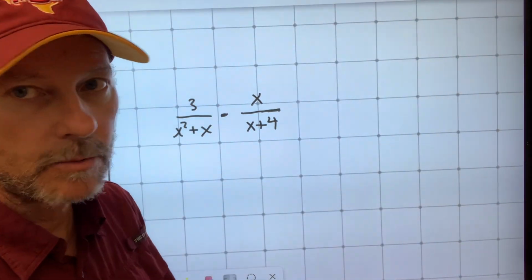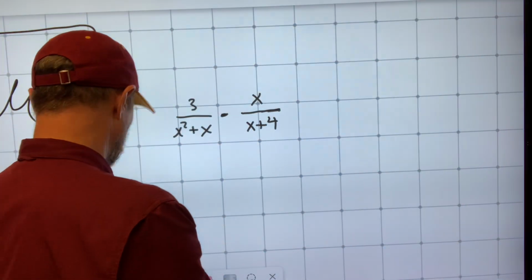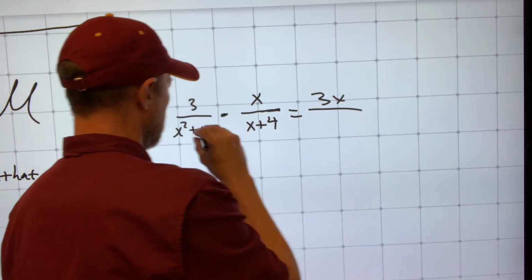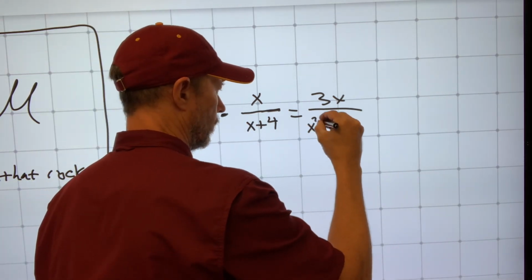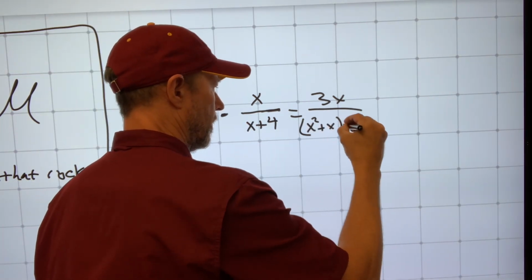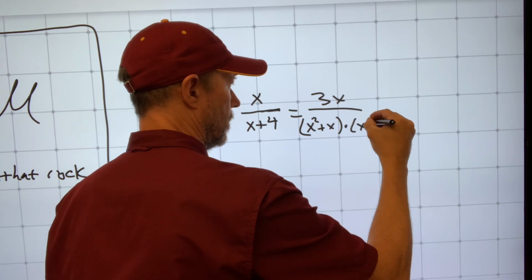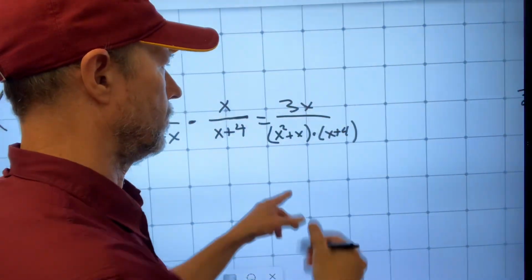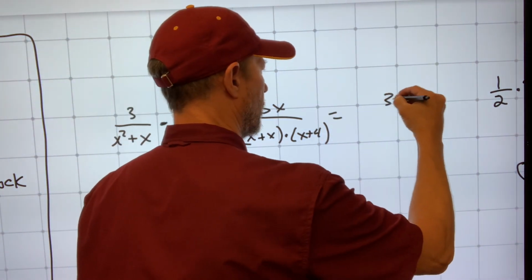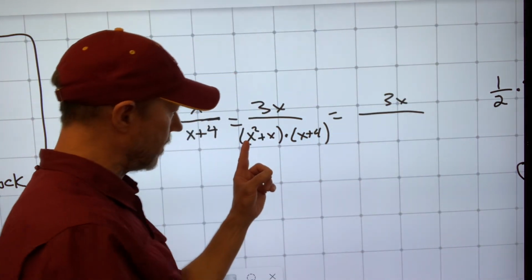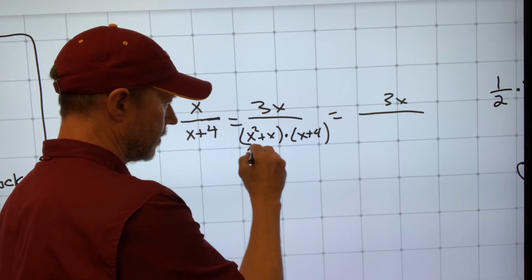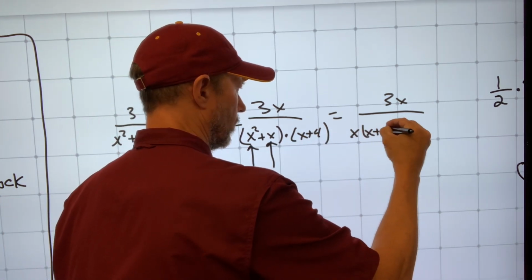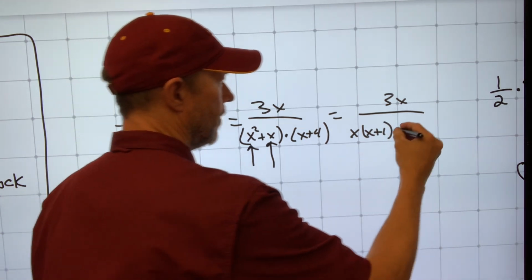What did we do? We just multiplied straight across. So 3 times x is 3x. X squared plus x is multiplied by x plus 4. What do we do next? We factored. Is there anything we can factor? Well, there's nothing to factor in the top, but in the denominator, I see a common factor right here. See that there's an x there and there, so I'll factor that out. And then I have x plus 4.